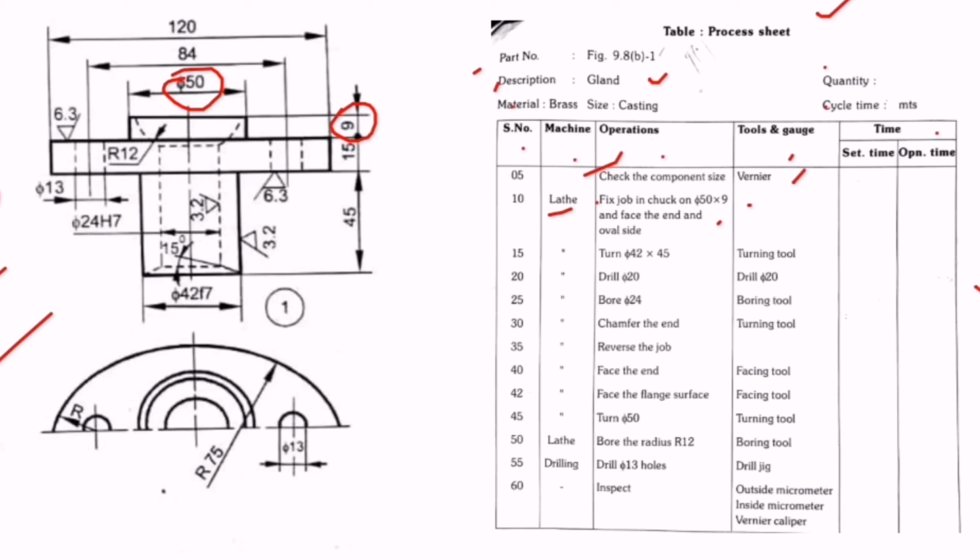This is the first operation. Second is turning of 42 into 45. This is 42, this is 45. So turning of 42 into 45 with turning tool on lathe machine. Next is drilling of 20 diameter with a drill bit on lathe machine only. Drilling means inside, we can say it is 20 diameter.